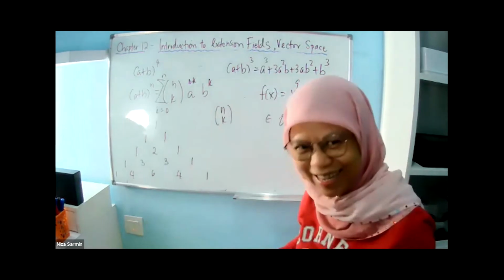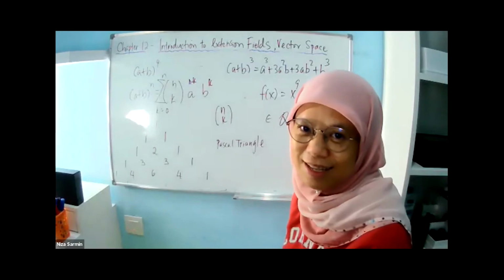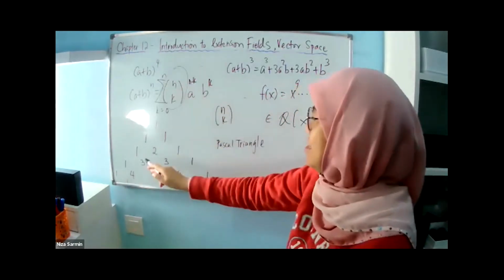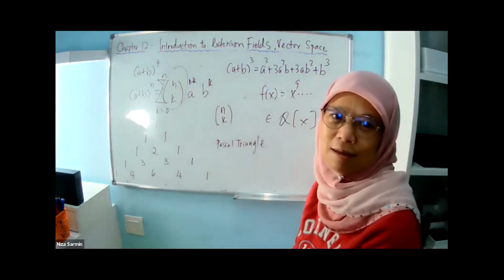What is this? This is for multiplying two numbers. Is it a plus b? One time, two times, three times. It's a Pascal triangle, right? So this is actually this Pascal triangle.